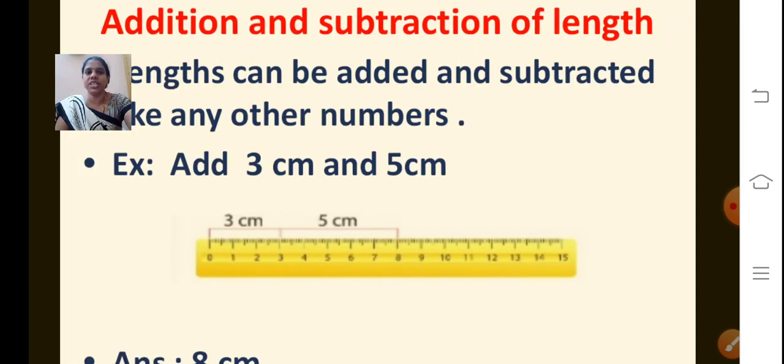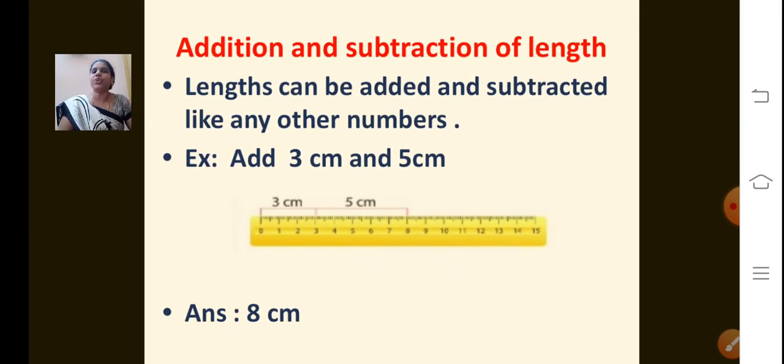Now, addition and subtraction of length. How to add and subtract? Lengths can be added and subtracted like any other number. Same like how we are adding and subtracting other numbers. Same way, lengths can be added and subtracted like any other numbers.